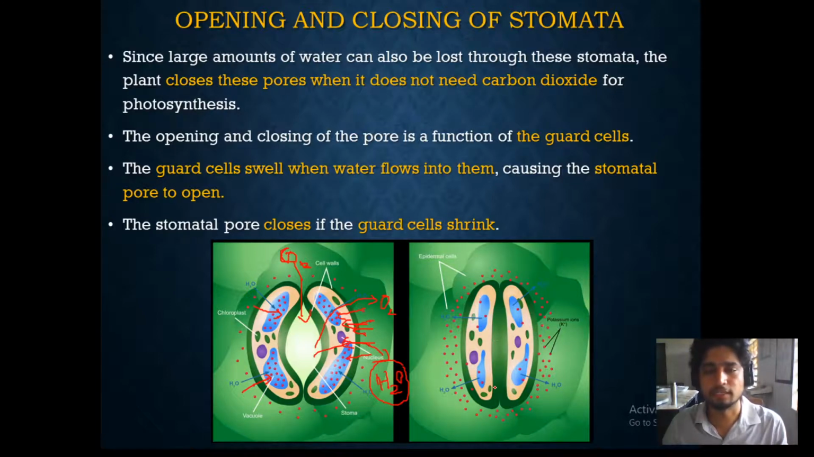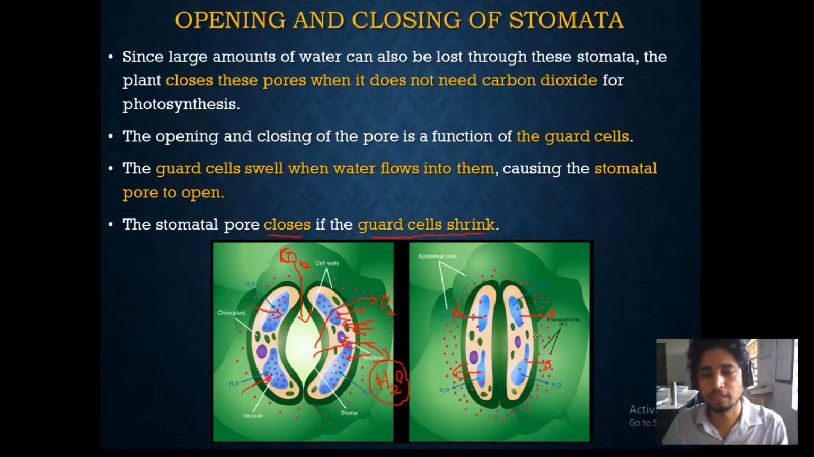But how is this mechanism working? If you see here, these guard cells don't have much water. When the water is taken away from these guard cells, they shrink. So the water is lost from these guard cells, and therefore they are shrinking and coming back to close the pore. So the stomatal pore is closed when the guard cells are shrinking.